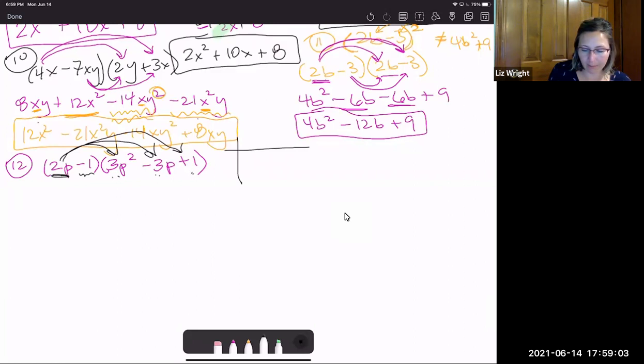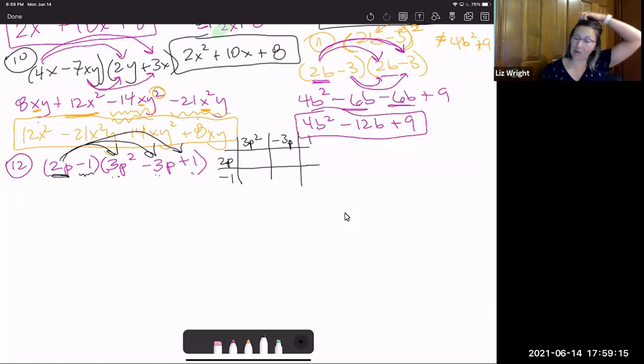So you can set it up and you could do like 2p, could do negative 1, and then you're going to get 3p squared, negative 3p, and then a positive 1. And then ready, set, go. Go ahead and multiply that out.